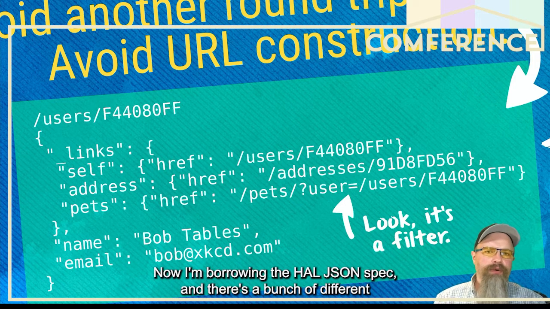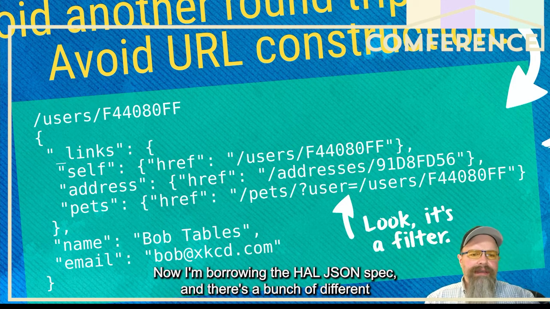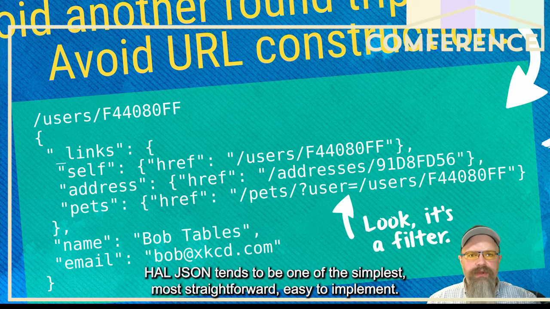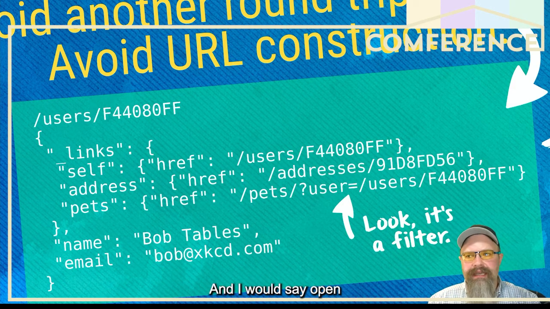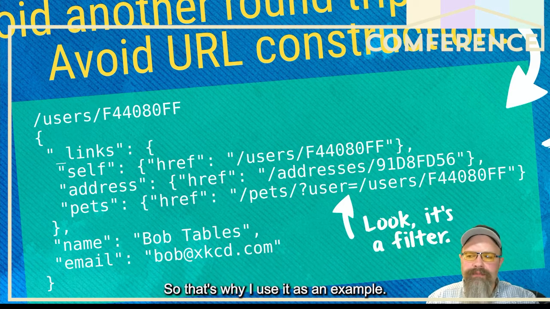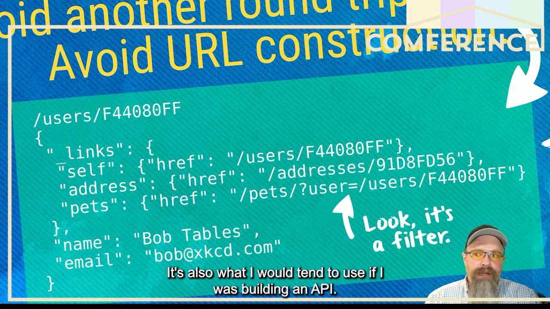Now, I'm borrowing the HAL-JSON spec, and there's a bunch of different Hypermedia specs out there. HAL-JSON tends to be one of the simplest, most straightforward, easy to implement, and I would say open to be able to add your own shapes and add your own concepts to it. So that's why I use it as an example. It's also what I would tend to use if I was building an API.